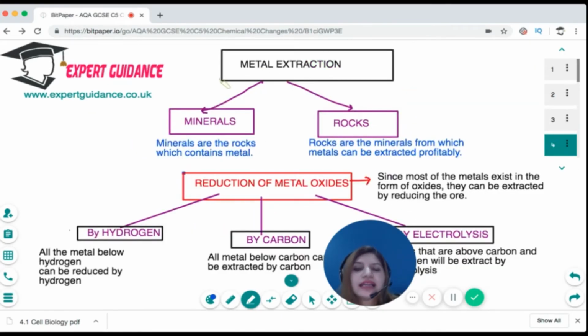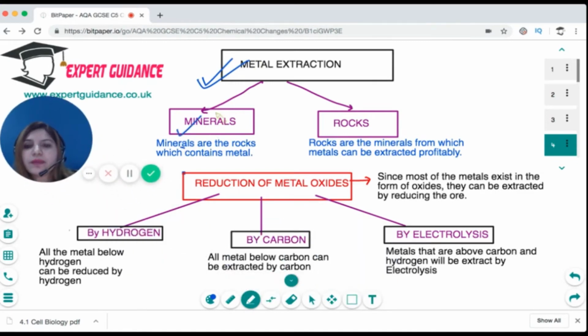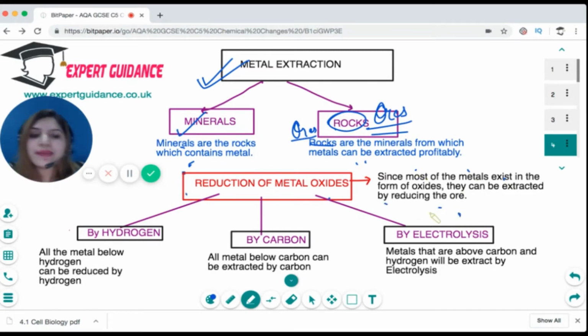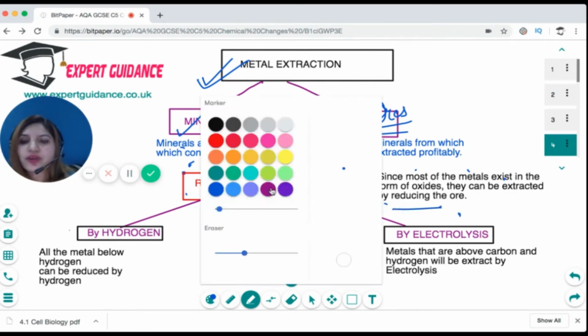Okay, now let's see what is metal extraction. Now we extract metals from the minerals or the ores. Now what are minerals? Minerals are the rocks which contain the metal, and ores are the minerals from which we can extract the metal profitably. Now metal oxides, most of the metals exist in the form of oxide, so they can only be extracted by reducing the ore. And for reduction, I just told you we have three ways.